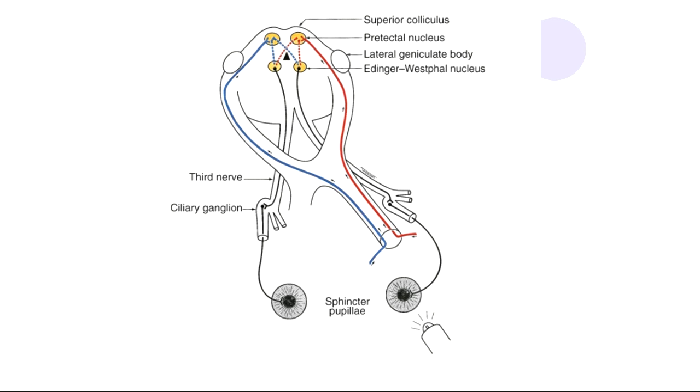So just a reminder that once your light is shone in the eye, you have your fibers that are going to hemidecussate at the chiasm. All right, so your nasal fibers will decussate, then they're going to go on to your pretectal nucleus at the level of the superior colliculus. Then we're going to give off fibers to both Edinger-Westphal nuclei, which then travel in the fascicle of the third cranial nerve, to the ciliary ganglion, and then to the sphincter pupillae.